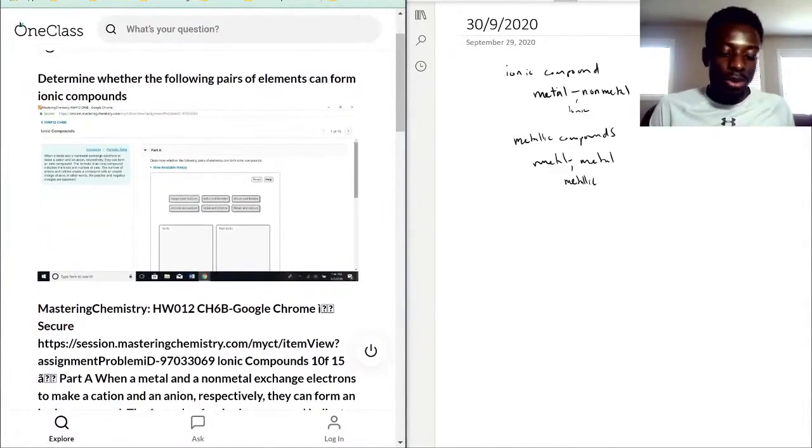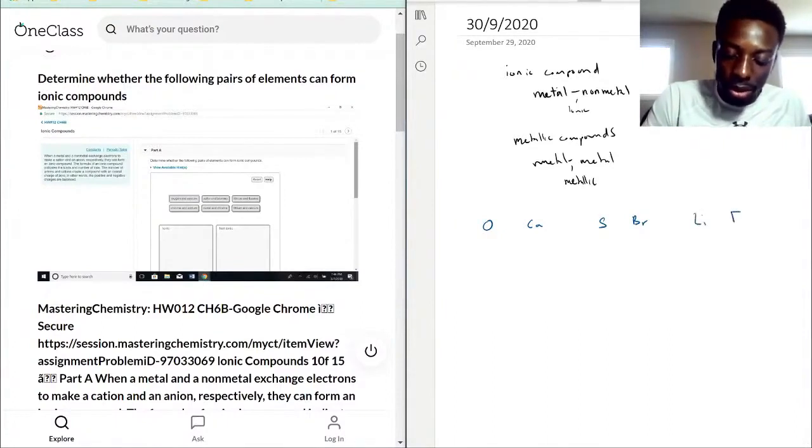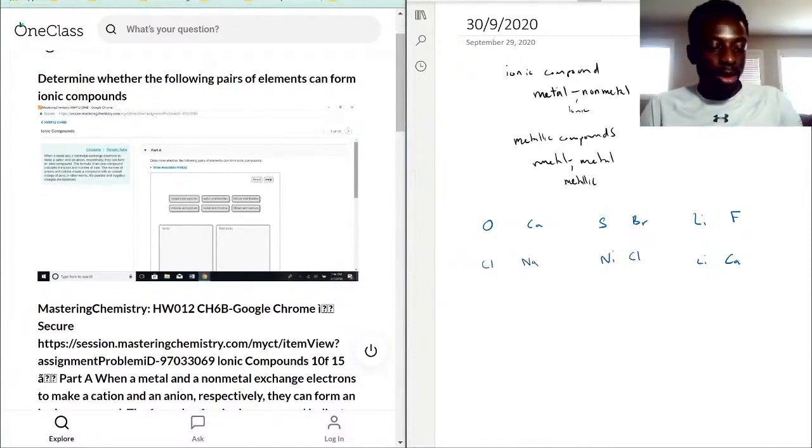So now with this question, we again refer back to our periodic table to make it easier. But first, let's write down what we're dealing with. We have oxygen and calcium, sulfur and bromine, lithium and fluorine, lithium again and calcium, nickel and chlorine, and the last one, chlorine and sodium. So now let's go to our periodic table.